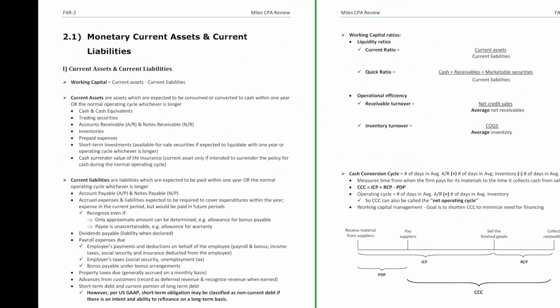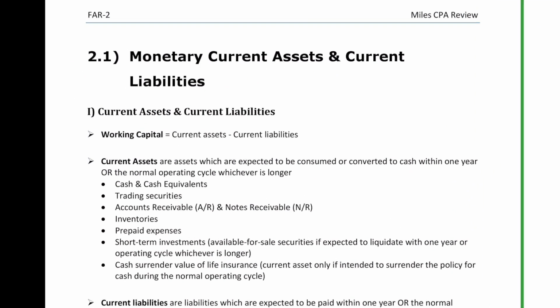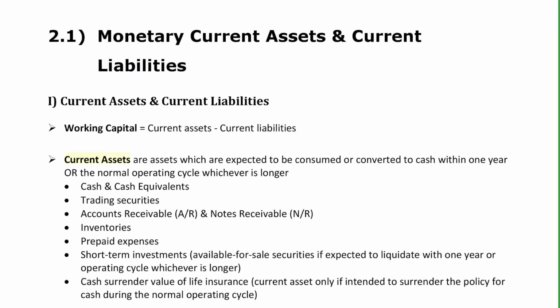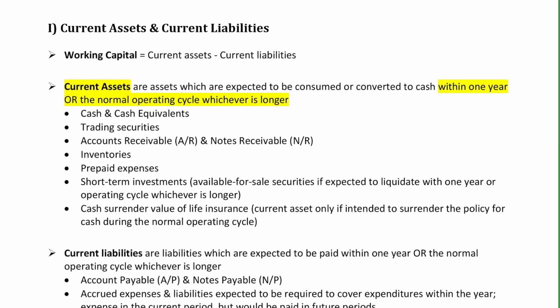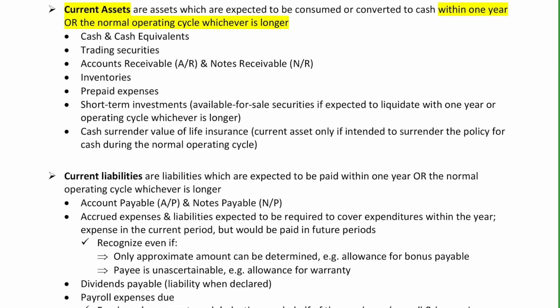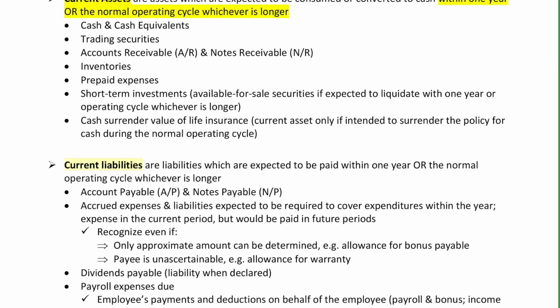On page 2 of FAR 2, we're looking at current assets and current liabilities. Highlight current assets. So these are assets that will be used up or converted to cash, highlight within 1 year or the operating cycle, whichever is longer. So under current assets, we're looking at cash and cash equivalents, trading securities, accounts receivable, notes receivable, inventory, prepaid expenses, short-term investments, cash surrender value of life insurance. We'll talk about that.